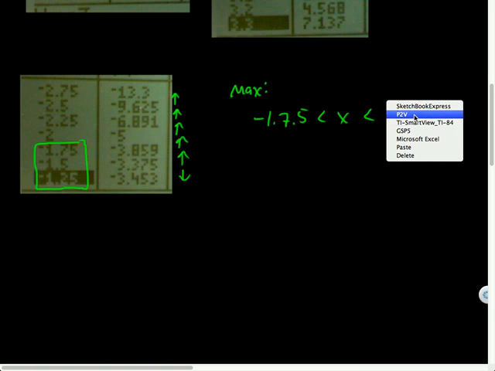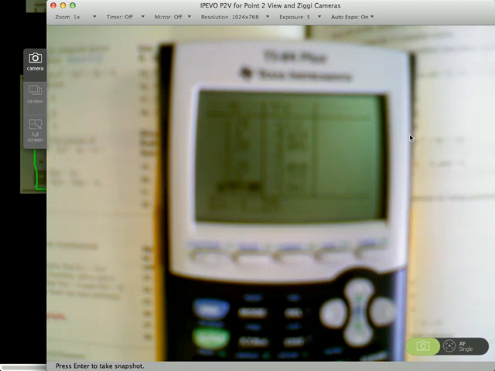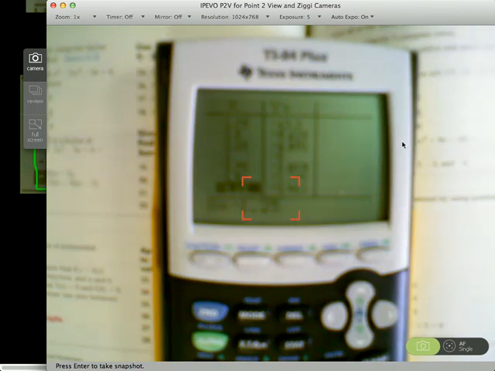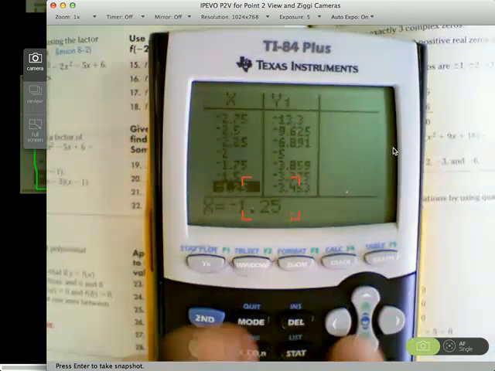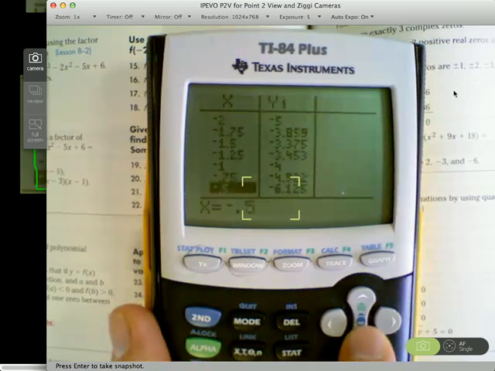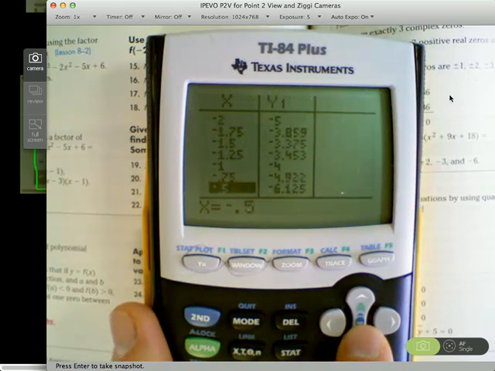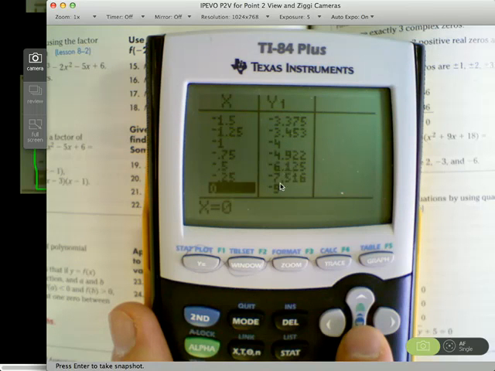Let's keep going for a little bit. I'm going to start scrolling down. Let's see. From that point, it starts getting more negative, more negative, more negative, more negative, more negative, more negative, more negative.